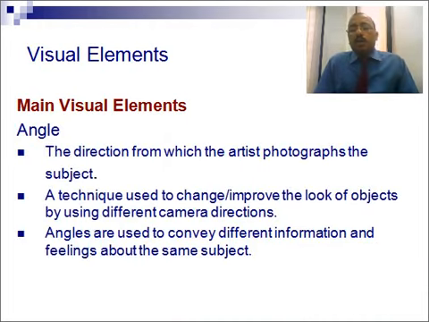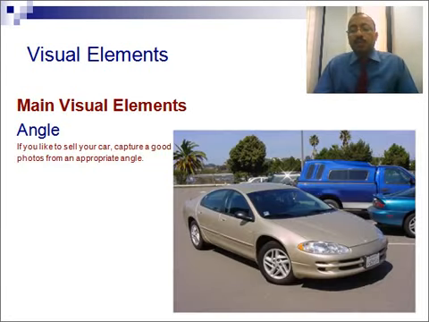Another visual element is called angle. So what's the meaning of angle? Angle is the direction from which you capture your picture. So it's a technique to change or improve the looking of such a picture, provide us with more information or convey different types of information when we change the direction of a picture.